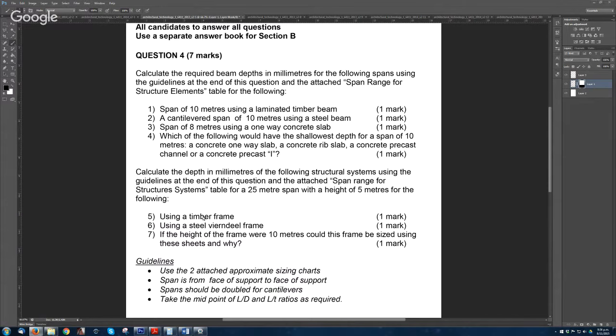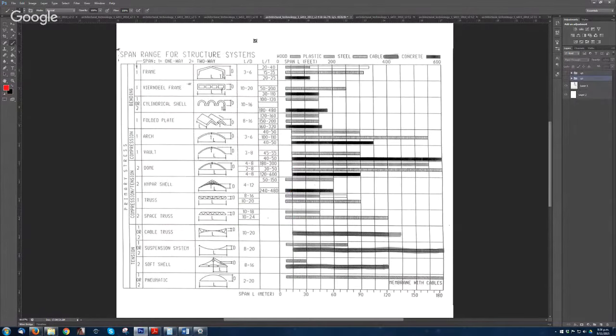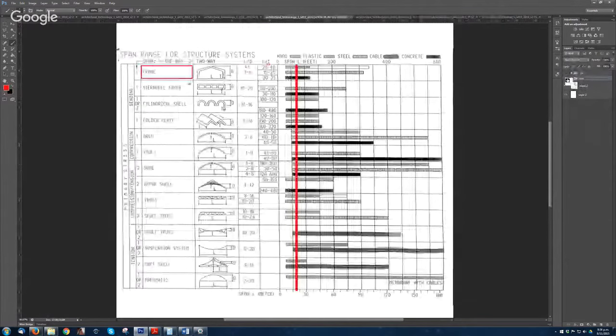Okay, let's keep going. Using a timber frame, it needs to span 25 meters, 5 meters high. For those questions, you always use the structure system table. So it's going to be this one here. Question 1, timber frame. So it's this one here.